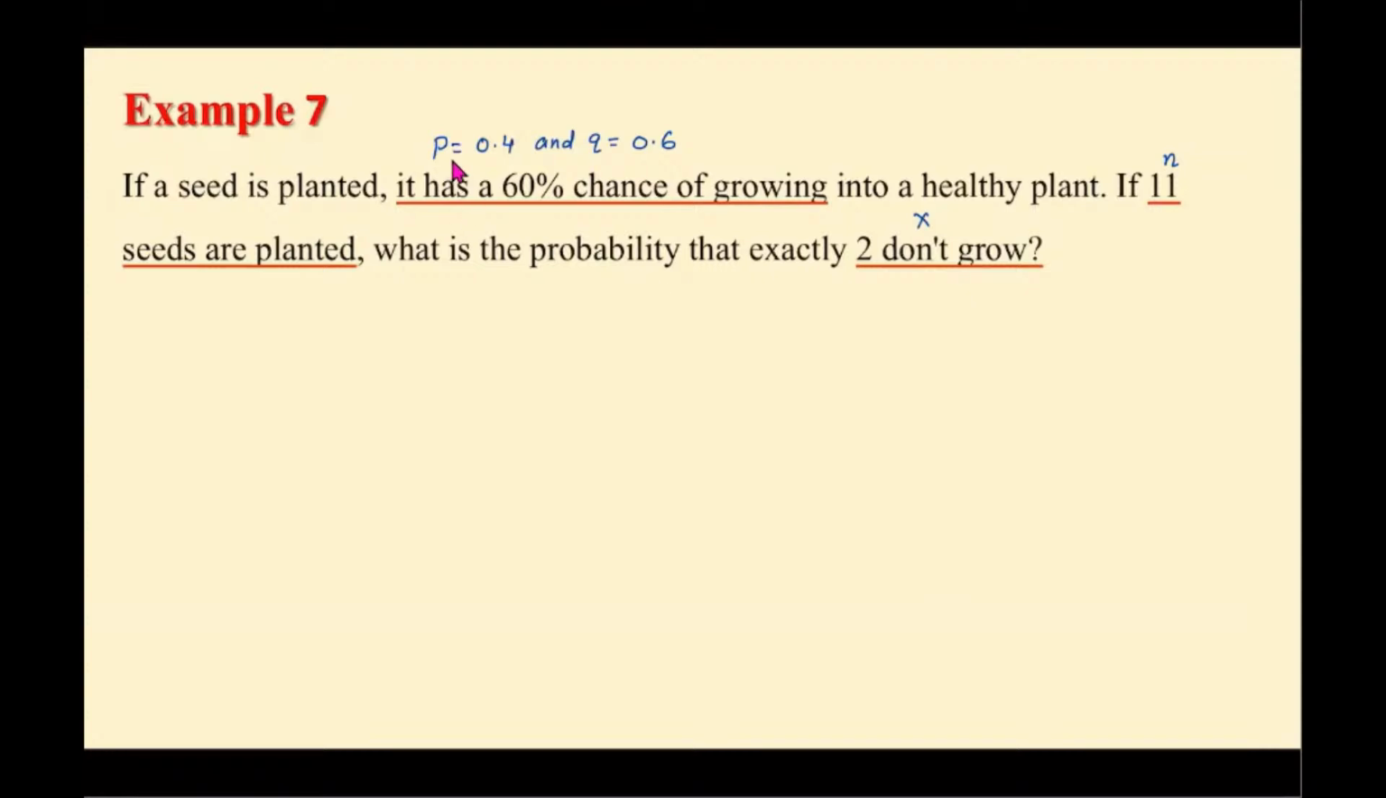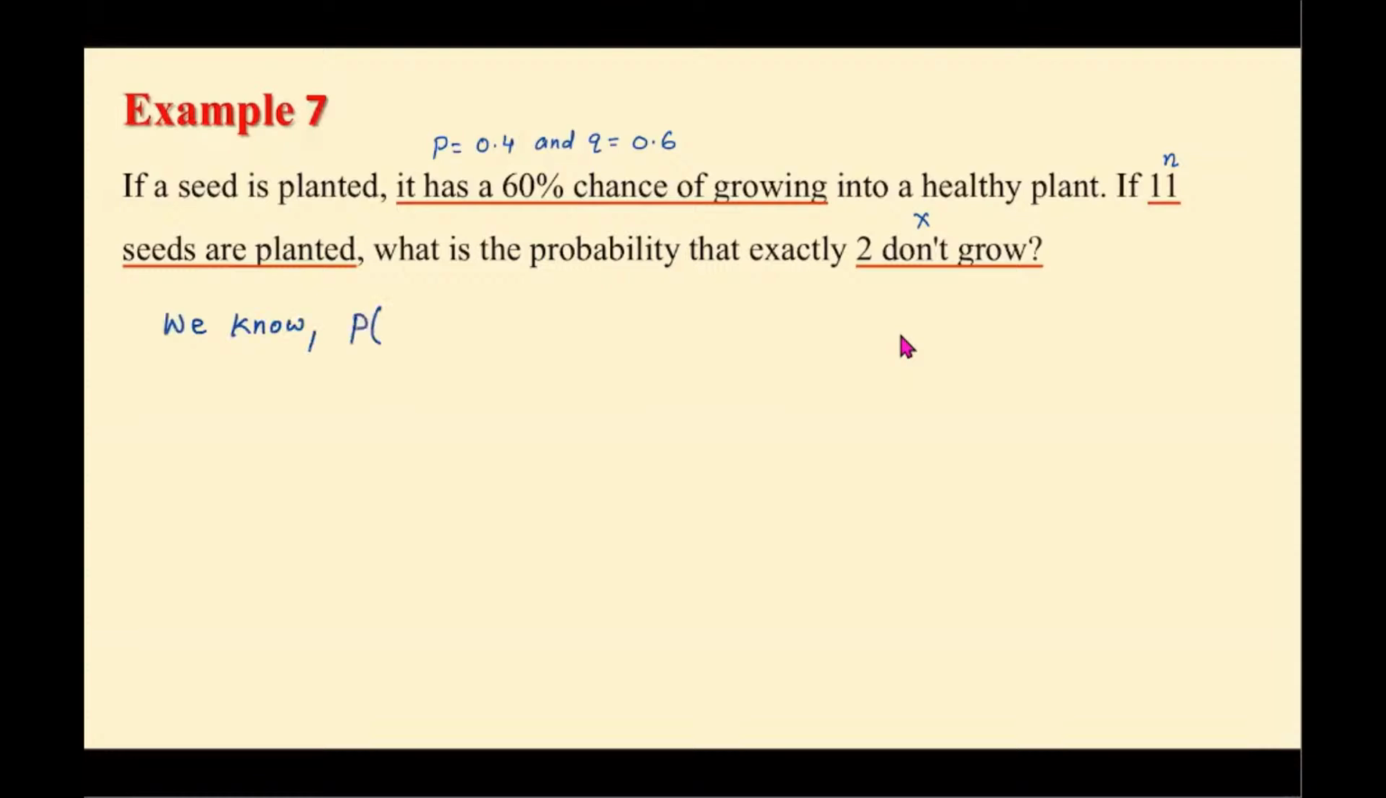The probability of not growing is 0.4, and the probability that it grows is 0.6. That's also fixed for each seed we have, and the number of trials, N, is fixed. Meaning this is a binomial experiment and we can use the binomial probability distribution. And this is what we know for the binomial probability distribution.